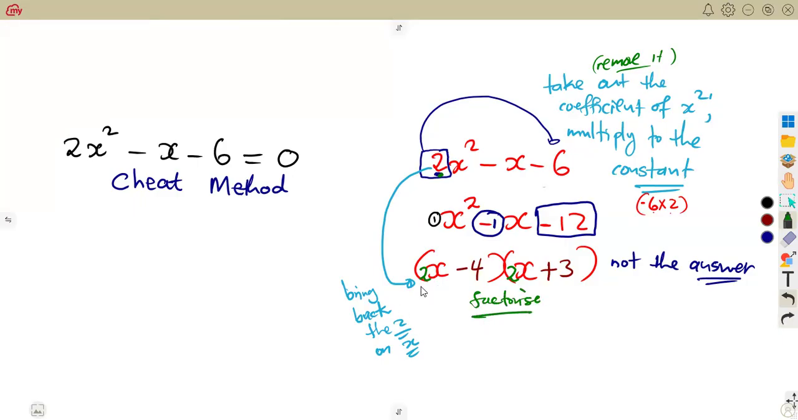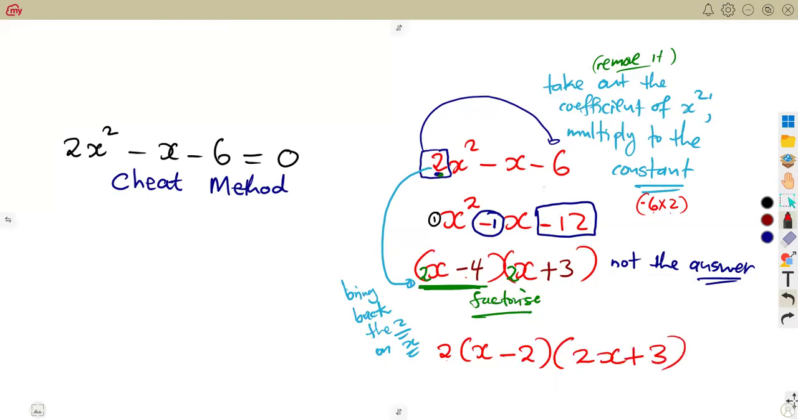Let's factorize. We can see that in the first bracket, 2 is common. This is 2x. This is minus 4. So we factor out 2. What are we going to have? If we factor out 2, this is going to be x minus 4 divided by 2, that's a minus 2. The second bracket, there is nothing that is common. This is 2x, this is 3. So we're just going to rewrite it as it is: 2x plus 3, like this.